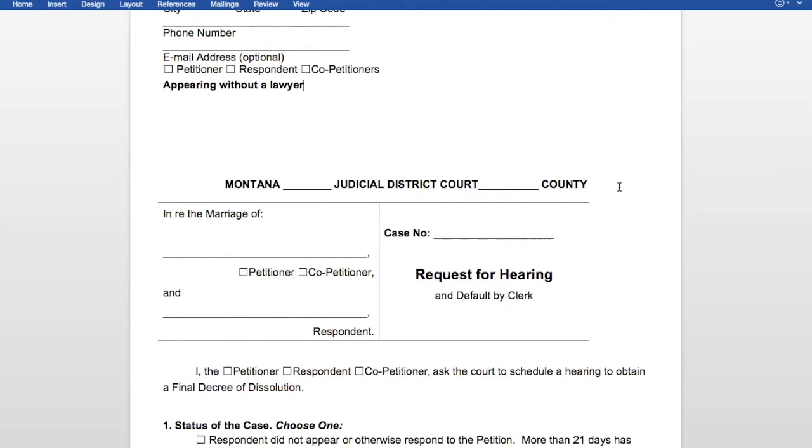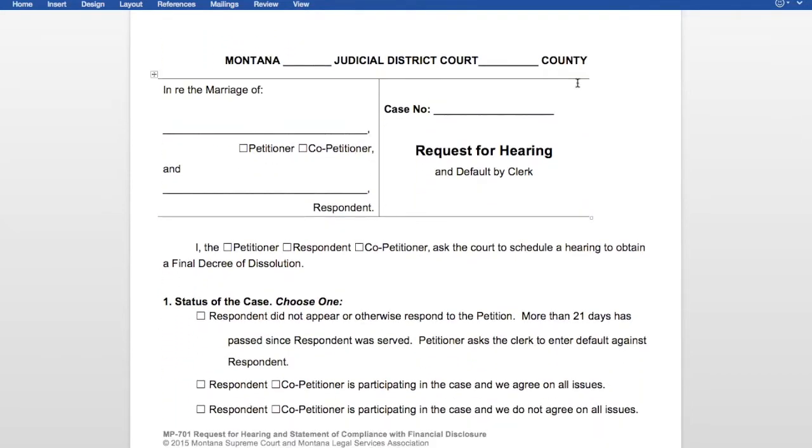Next, fill in the judicial district number and county in which you are filing the documents. You can find this information on courts.mt.gov/locator. If you are the respondent, look at the caption on the documents that you are served with to find the information.